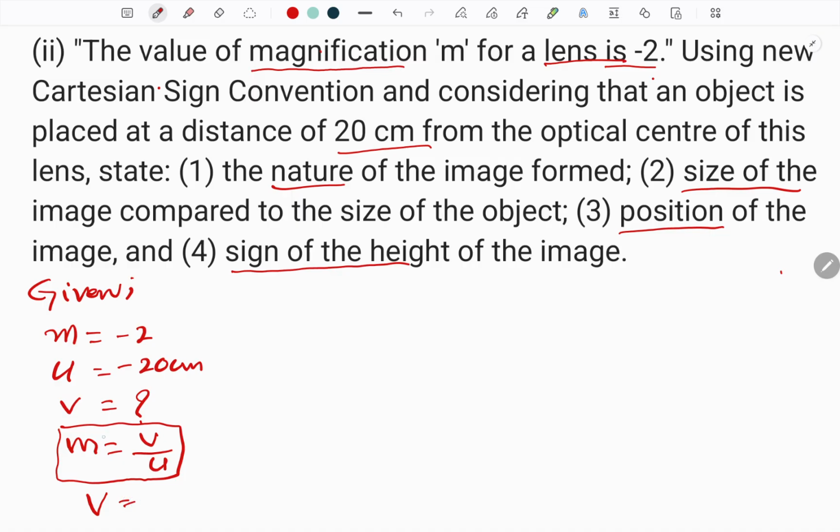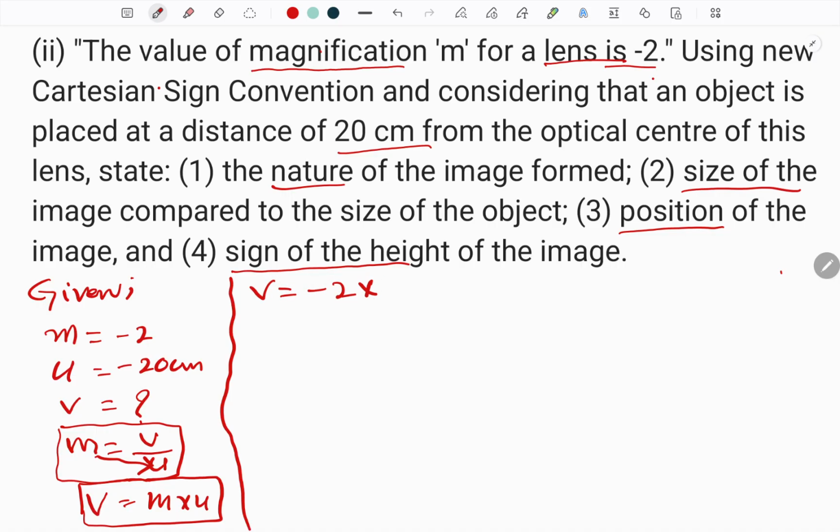v is equal to m into object distance u. Now let us substitute the values here. v is equal to magnification, given as minus 2, into object distance, given as minus 20. Now minus and minus get cancelled. 2 twenties are 40 centimeter. This is the image distance.